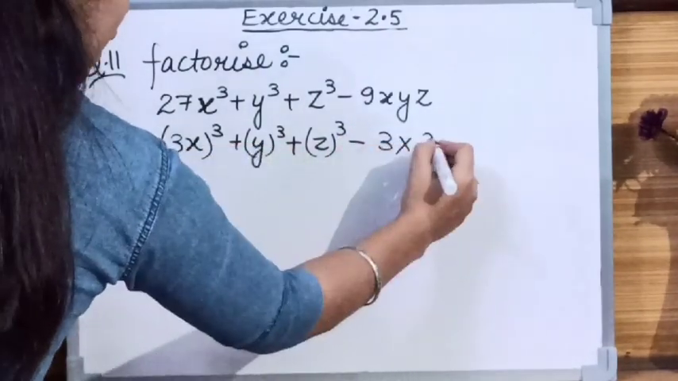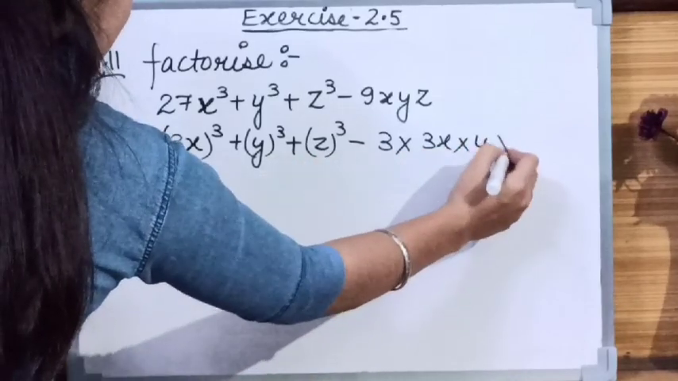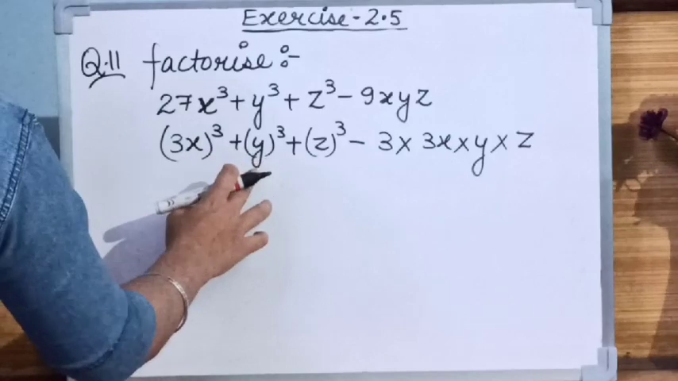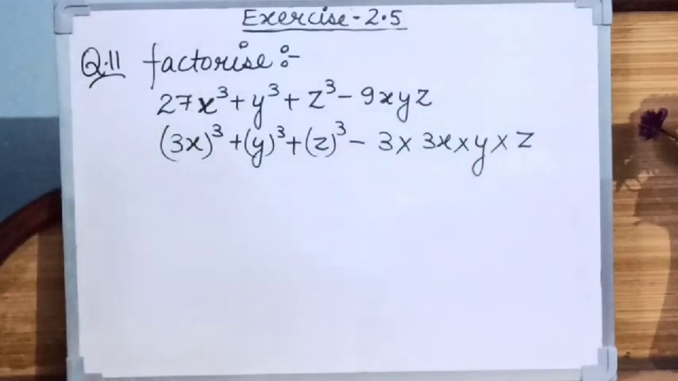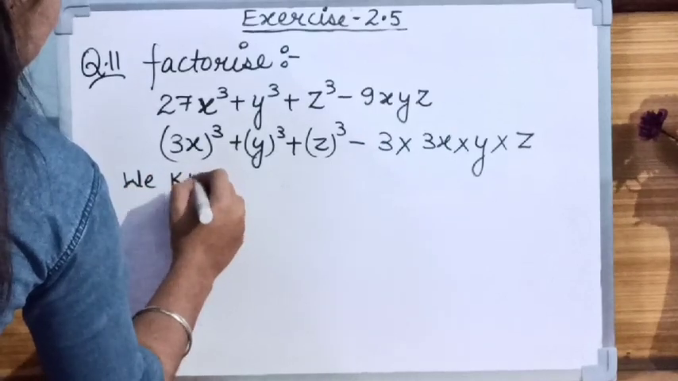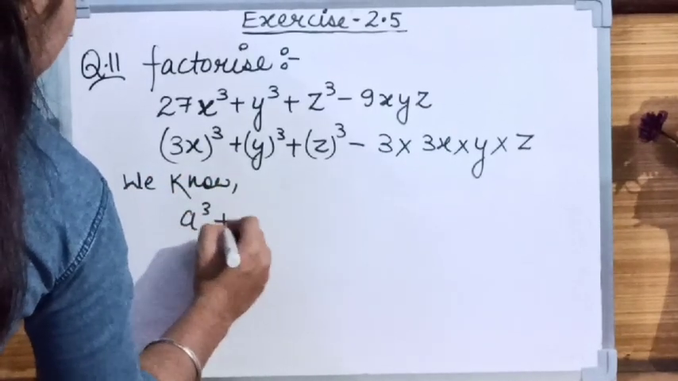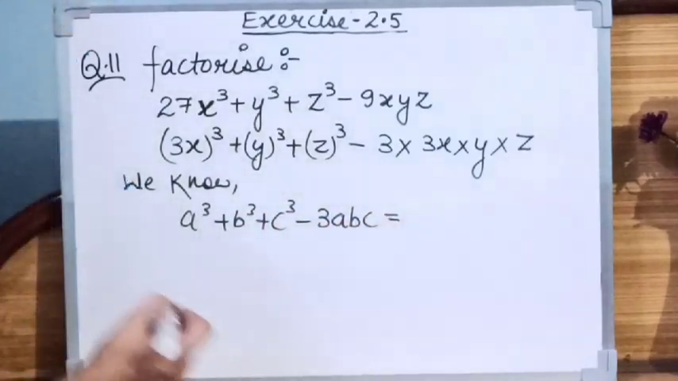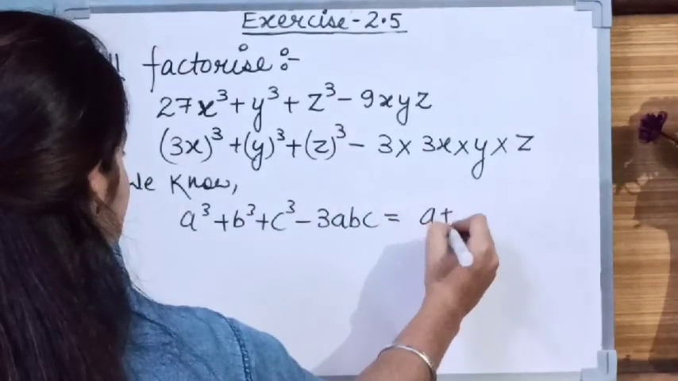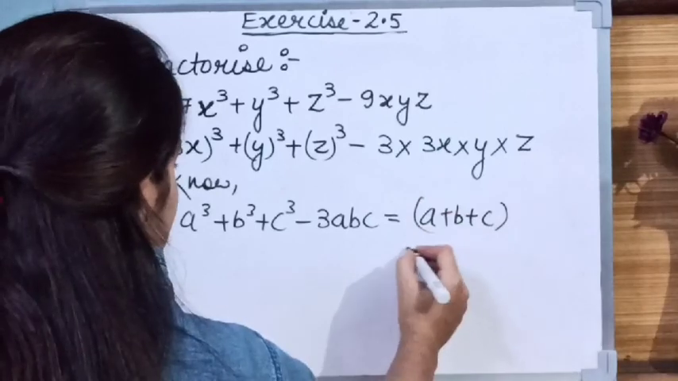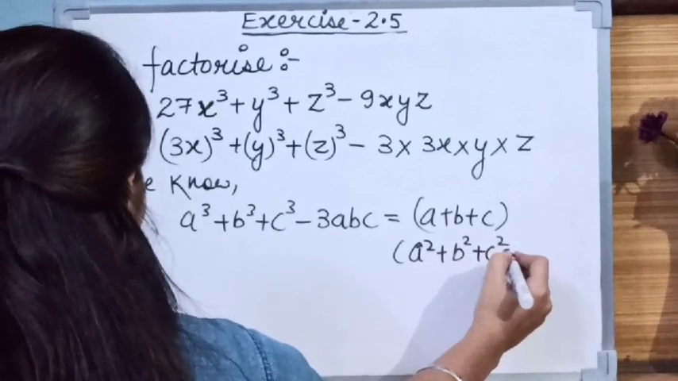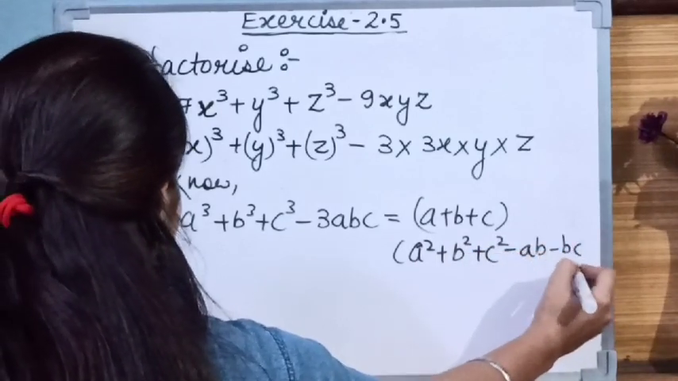3x, that is 3x, y, that is y, and then z, because we have to match our question with our identities. So as you can see, it is going to match with a cube plus b cube plus c cube minus 3abc, and you know that a cube plus b cube plus c cube minus 3abc is equal to a plus b plus c in one bracket, and then in the another bracket we are having a square plus b square plus c square minus ab minus bc minus ca.